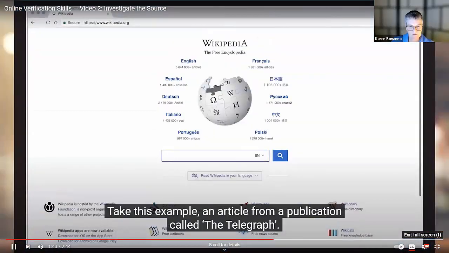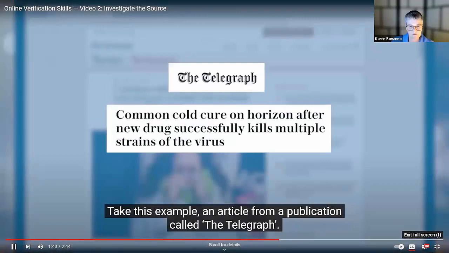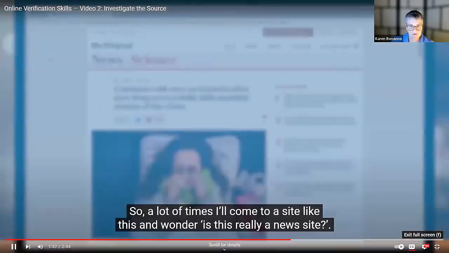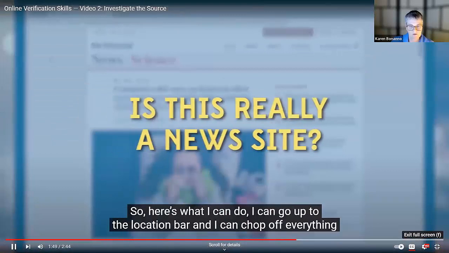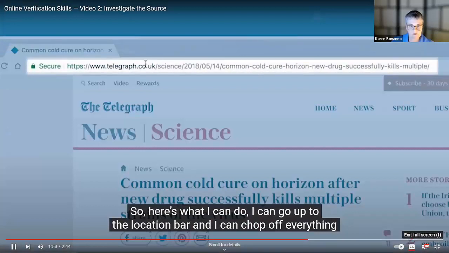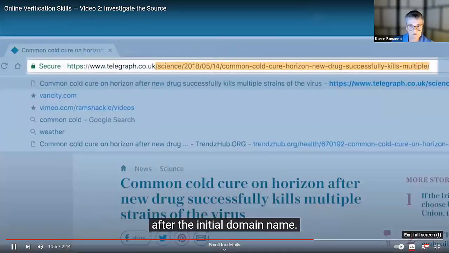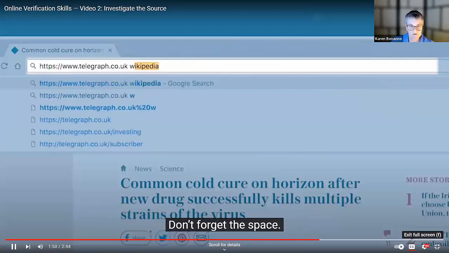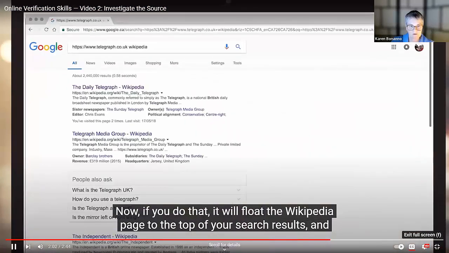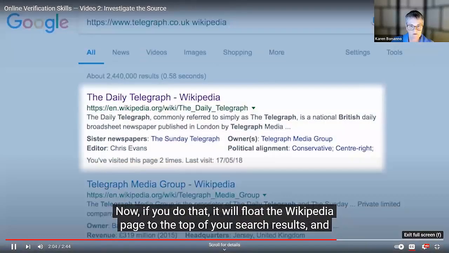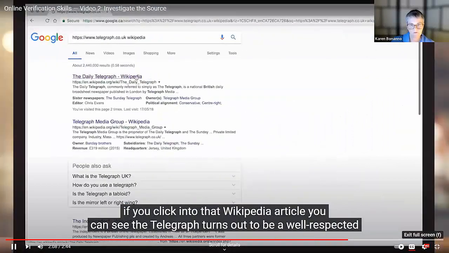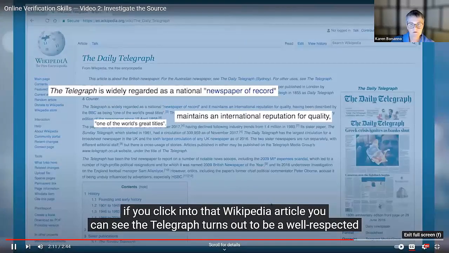Take this example, an article from a publication called The Telegraph. So a lot of times I'll come to a site like this and I'll wonder, is this really a news site? So here's what I can do. I can go up to the location bar and I can chop off everything after that initial domain name. Then I type Wikipedia after it. Don't forget the space. And then I hit return. Now if you do that, it will float the Wikipedia page to the top of your search results. And if you click into that Wikipedia article, you can see The Telegraph turns out to be a well-respected publication.